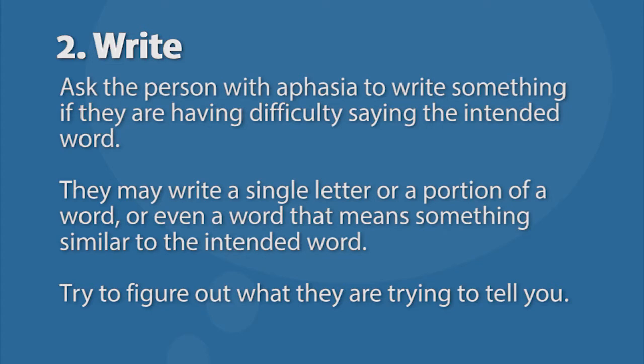Number 2. Write. Ask the person with aphasia to write something if they are having difficulty saying the intended word. They may write a single letter or a portion of a word, or even a word that means something similar to the intended word. Try to figure out what they are trying to tell you.